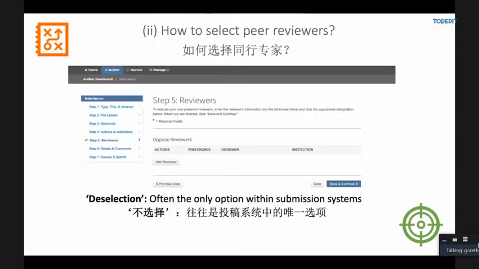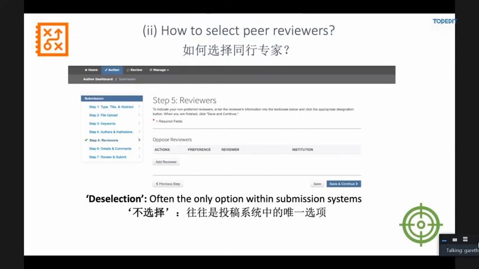We know as journal managers, and this is a screenshot from one of the journals that I manage, that often in the online submission systems of academic journals, you only get the chance now to oppose reviewers. You only get asked in the journal submission system to deselect reviewers. You often don't have the opportunity in the submission process to tell the journal who you think the good reviewers would be.